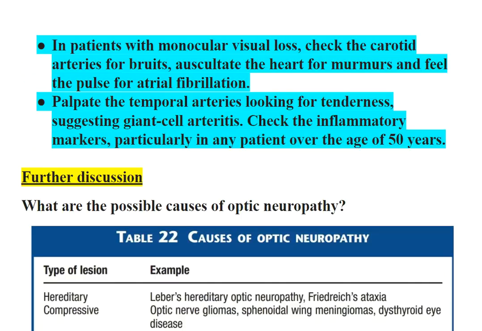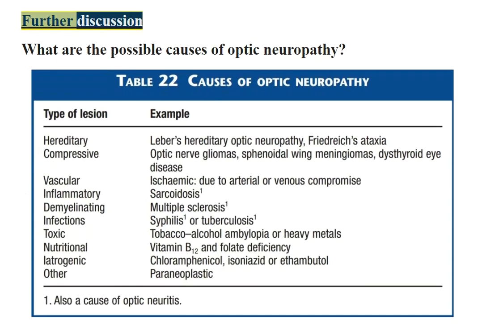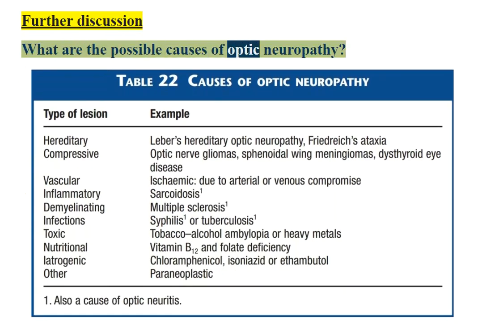NB. In patients with monocular visual loss, check the carotid arteries for bruits, auscultate the heart for murmurs and feel the pulse for atrial fibrillation. Palpate the temporal arteries looking for tenderness, suggesting giant cell arteritis. Check the inflammatory markers, particularly in any patient over the age of 50 years. Further discussion. What are the possible causes of optic neuropathy?